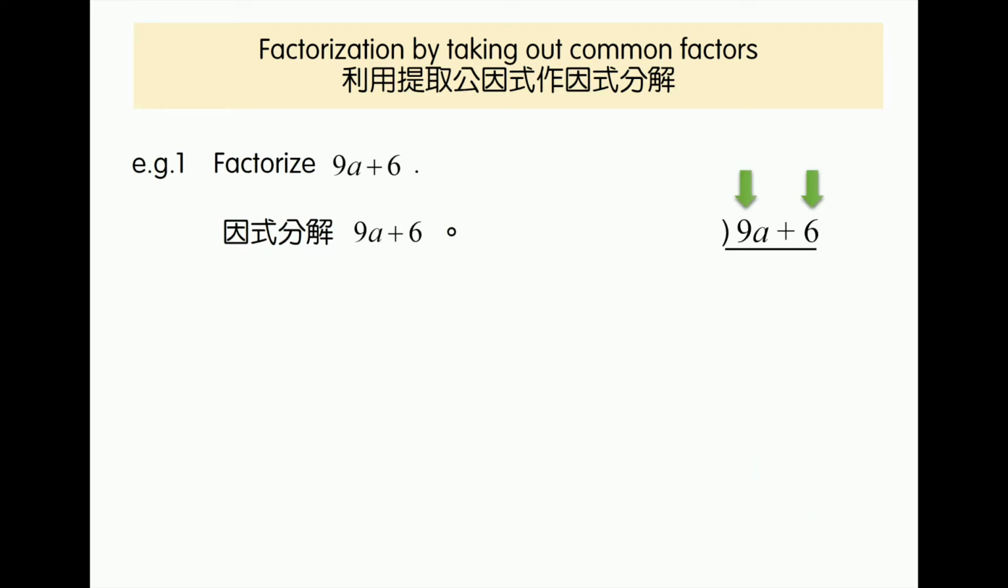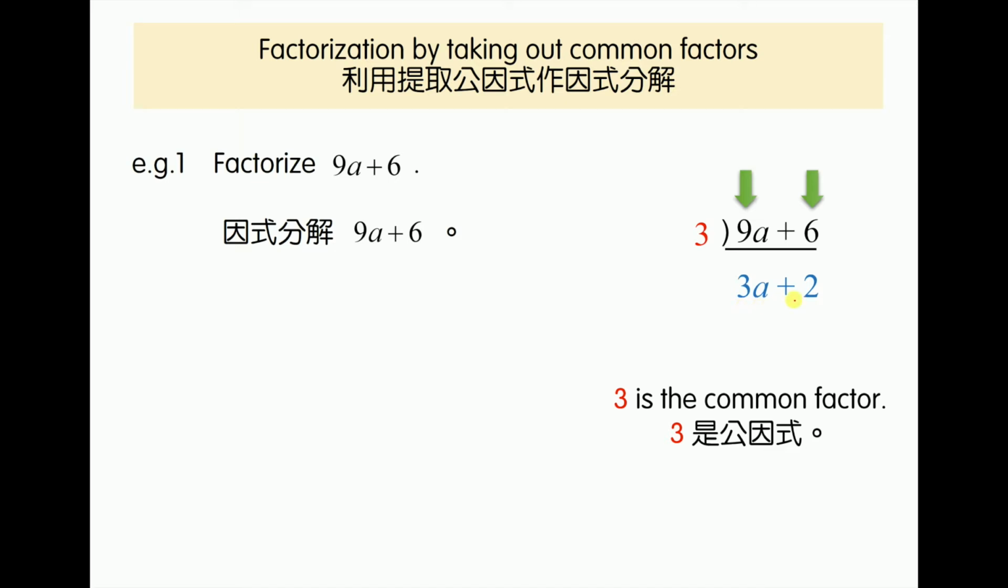9 and 6 are multiples of 3. So we divide the two numbers by 3. We say that 3 is the common factor of these two numbers. So we end up with 3a plus 2. And for 3a plus 2, there are no more other common factors that we could use. So we do not have to do any more short division.